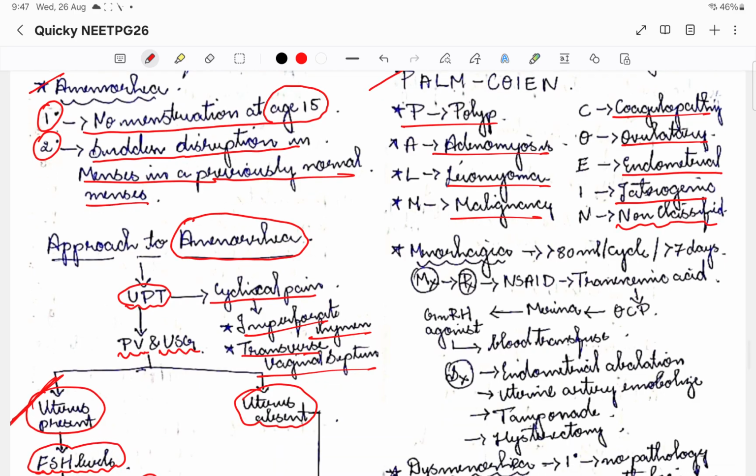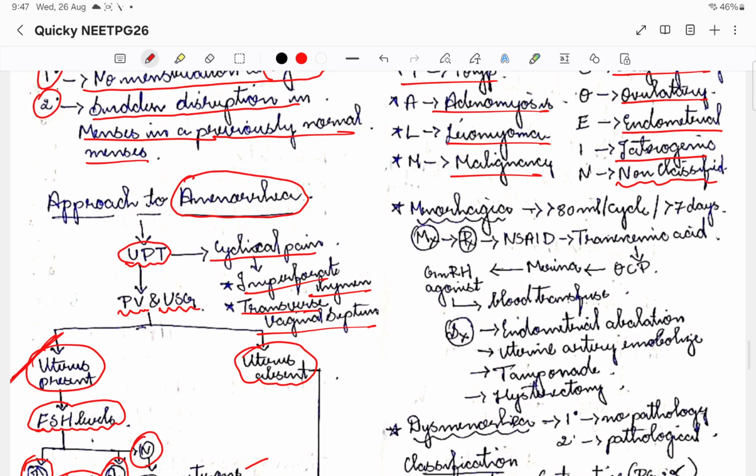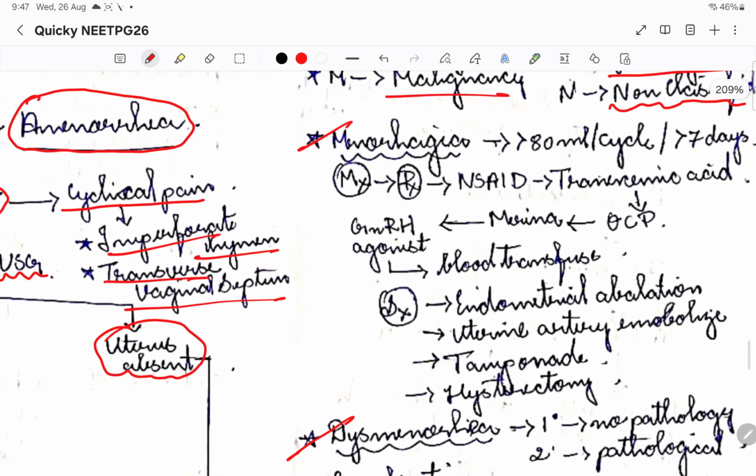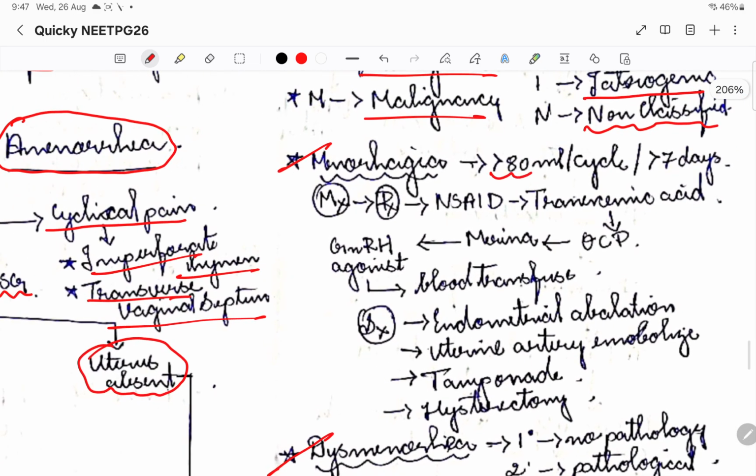Okay, so now coming to abnormal uterine bleeding, there are two types of bleeding that might happen: menorrhagia and dysmenorrhea. Let us see one by one. If there is more than 80 ml per cycle of bleeding, or if the bleeding lasts more than 7 days, then we consider it as menorrhagia. The patient will come to you telling that there is too much blood being passed out.